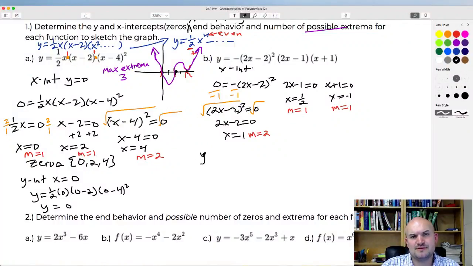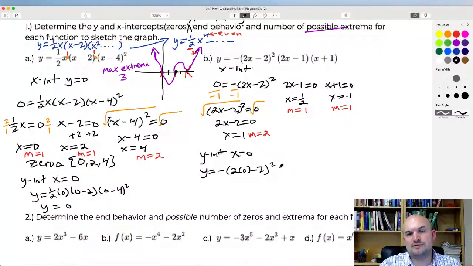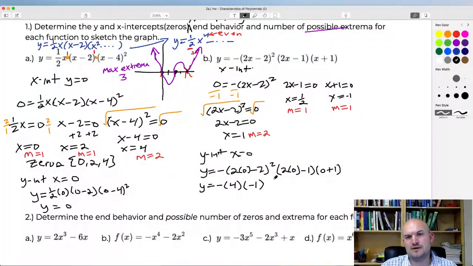To find my y-intercept, I'm just going to put x equal to 0. Now this one doesn't have a term that is just 0, so therefore I'm going to need to plug 0 in for each one and actually evaluate this. So I'll have 2 times 0 minus 2 squared times 2 times 0 minus 1 times 0 plus 1. Okay, so 2 times 0 is 0, minus 2 is -2. -2 squared is going to be a positive 4. So we have a negative times 4. 2 times 0 is 0, so we have a -1, and then times 1. So let's see, that's going to be -4 times a -1. So my y-intercept is at y equals 4. Now that's going to be helpful for us when we're graphing this.